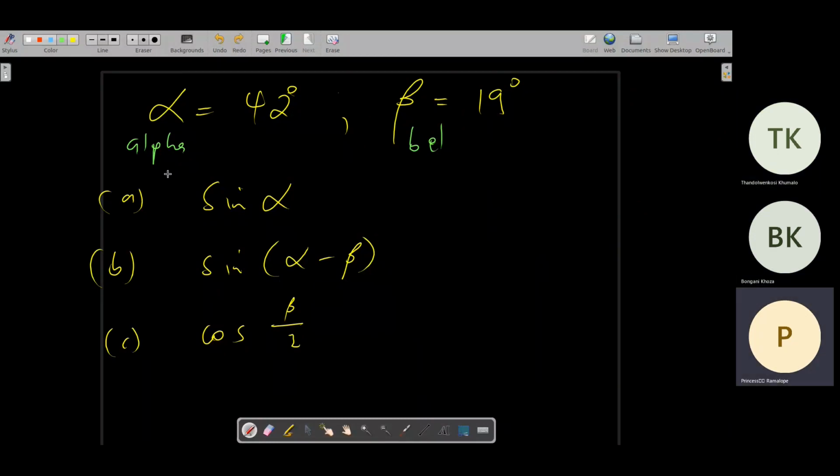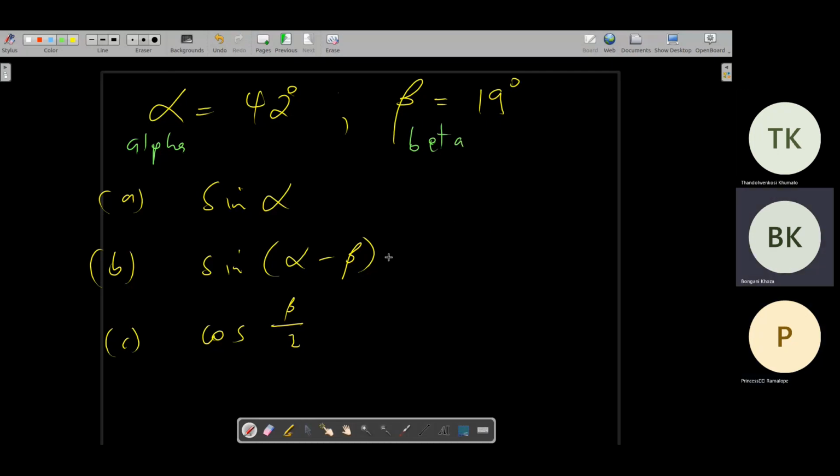Now, with trig ratios, it's still application. The symbols we use are Greek letters. Theta is a Greek symbol. And this one is called beta. So what we are saying is, where you see theta, alpha, you put in 42, and where you see beta, you put in 19. That's what's happening here.